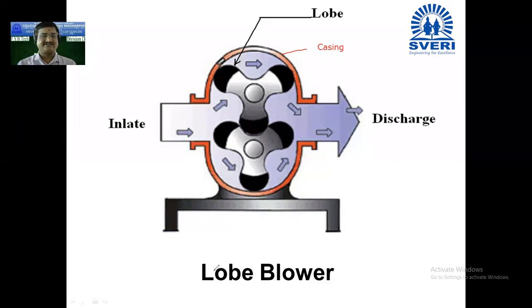So I think this lobe blower working is understood by you. Have you understood the working of the lobe blower? Yes, sir. Just a minute, we will check whether any animation is available or not. This animation will give more clarity regarding this lobe type of compressor. Let us check it.